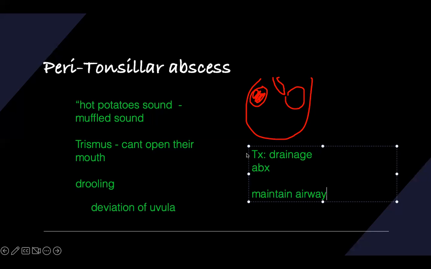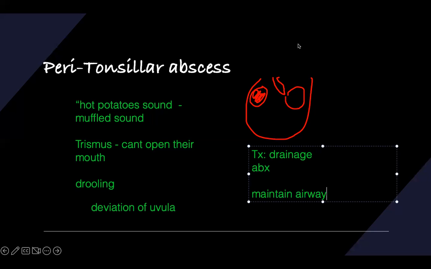So once again, they have to have evidence of abscess presenting like hot potato sound, trismus, drooling, and the deviation of the uvula away from the infection. That is a priority patient that should be seen because that's an airway problem. Very, very important.